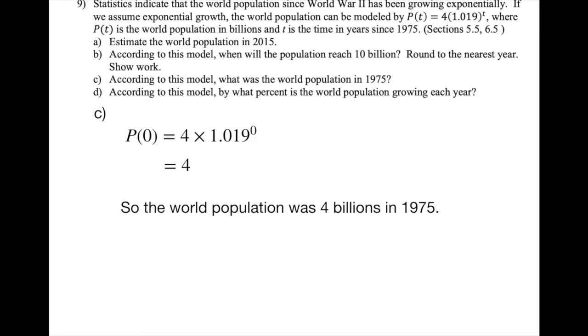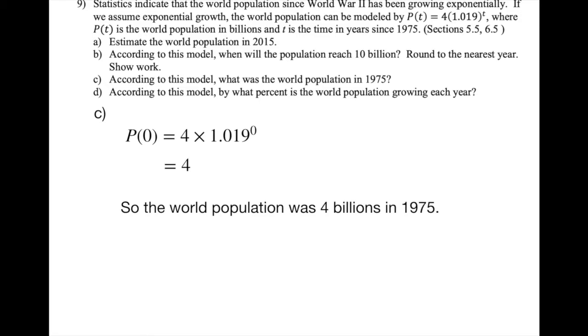Part C, what was the world population in 1975? Because t is the years since 1975, t is 0 here. So P of 0 is, you plug in t equal to 0, 4 times 1.019 to the power of 0, which is just 4. So you know the world population in 1975 was 4 billion. That's part C.